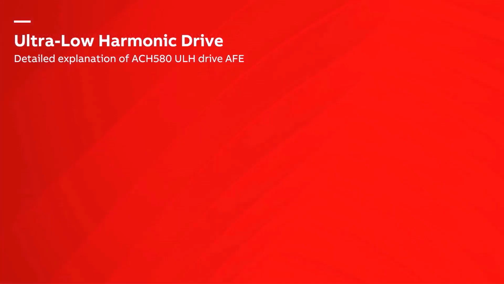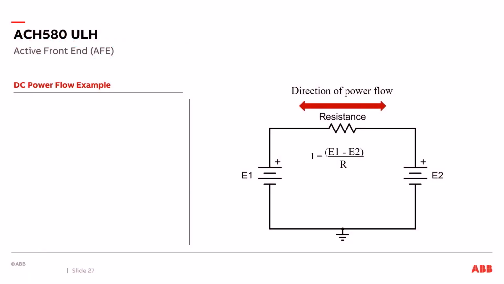In this next part of this presentation, we are going to look at the ultra-low harmonic drive and start to look at how the drive charges its DC bus, how it creates a DC bus boost voltage, and how it keeps unity power factor in place. So let's talk about direction of flow. Let's say we had 2 power supplies and a resistor.